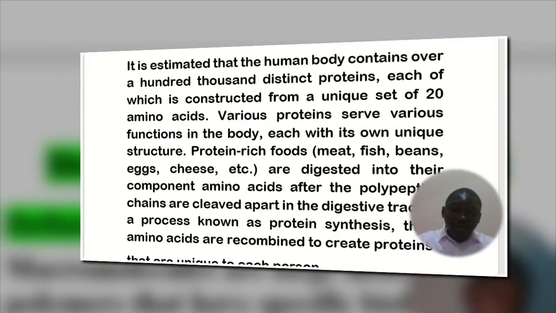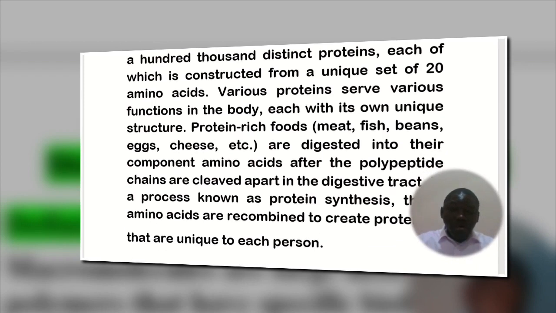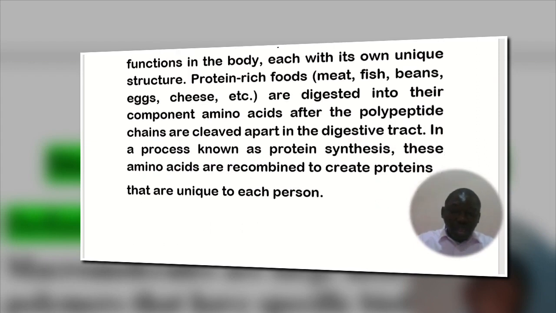Protein-rich foods, meat, fish, beans, eggs, cheese, etc., are digested into their component amino acids after the polypeptide chains are cleaved apart in the digestive tract. These amino acids are recombined to create proteins that are unique to each individual.